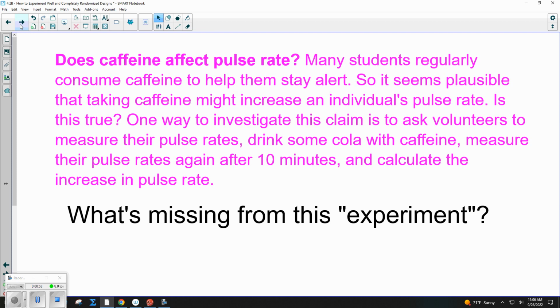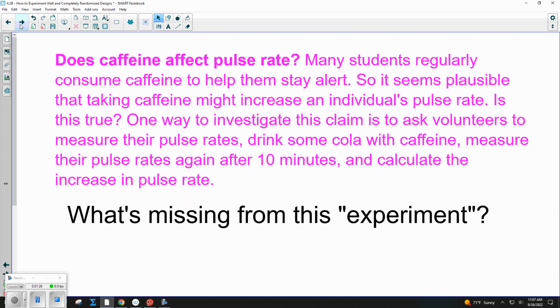All right, do you guys think caffeine has an effect on your heart rate? What if I poured all of you a nice caffeinated beverage, had every single one of you drink it, and then compare your pulse rate again in 10 minutes? What's wrong with the design of that experiment, if you all have a drink of caffeine and we test your pulse in 10 minutes?